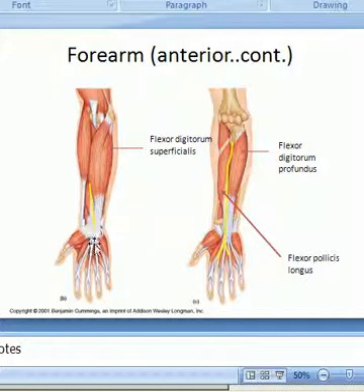Then you can see it's going down here, crossing the wrist joint anteriorly. So it will act on the wrist joint. Again, it crosses the wrist anteriorly, so it will flex the wrist joint. And then you can see up here, it crosses the metacarpophalangeal joint, and it will insert on the middle phalanx.